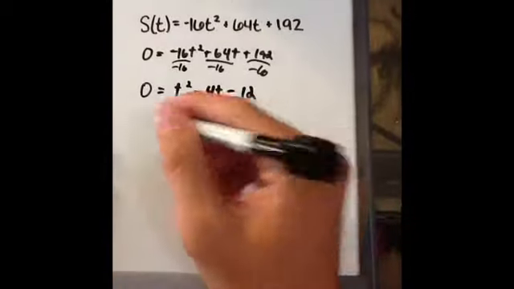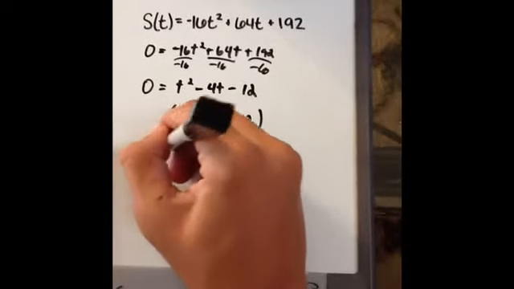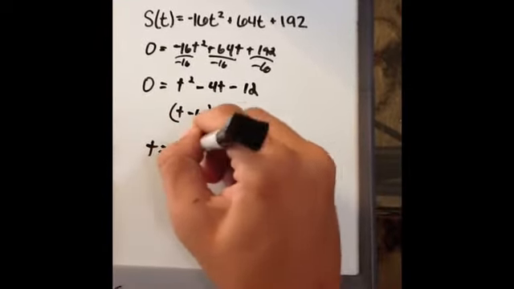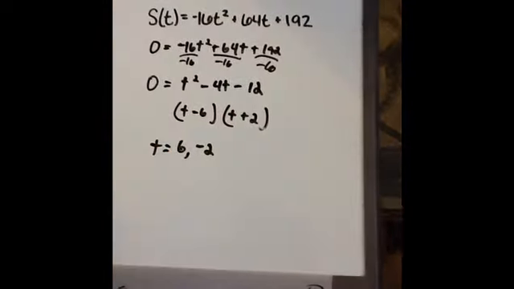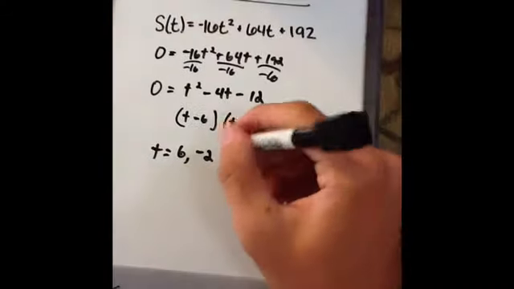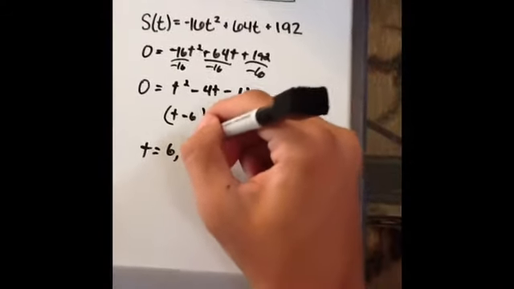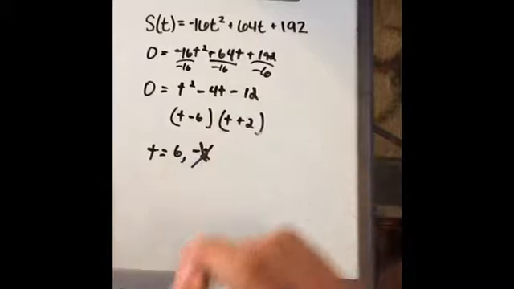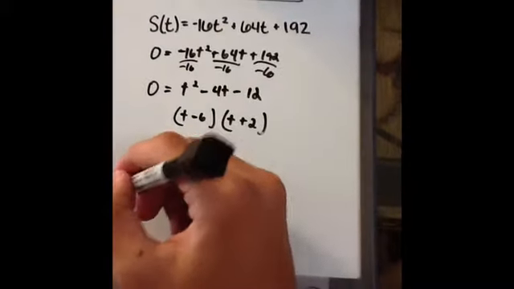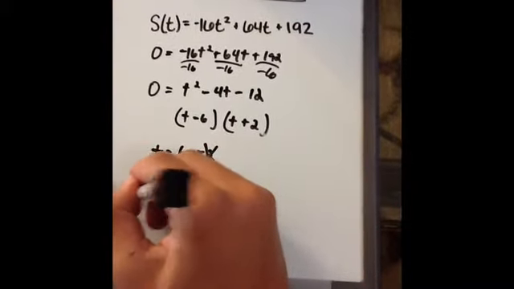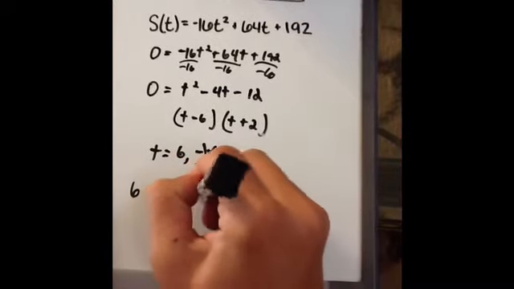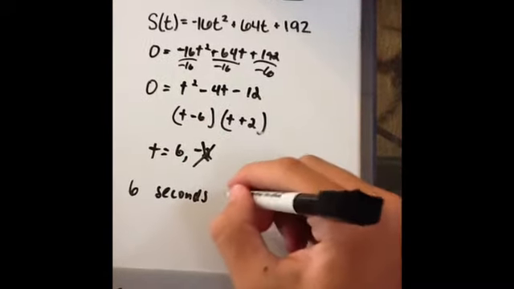And so we have two answers to this problem. t equals 6 and negative 2 seconds. But since time cannot be negative, negative 2 is considered an extraneous solution, so it cannot be a solution. So our final answer is it will take 6 seconds for the object to hit the ground.